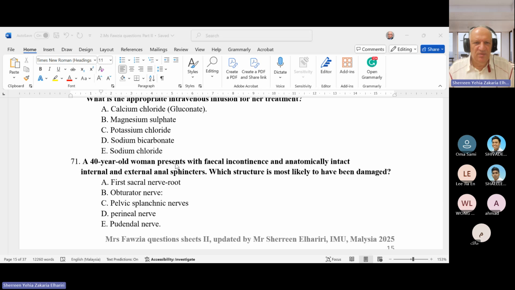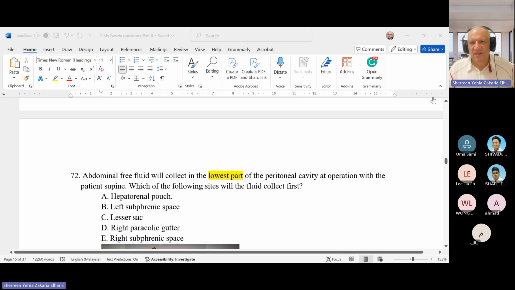A 40 years old woman presented with fecal incontinence, anatomically intact internal and external sphincter. Which structure is most likely to have been damaged? This is repeated again and again. Which nerve? Anyone can answer? Pudendal nerve. Pudendal nerve. Okay.